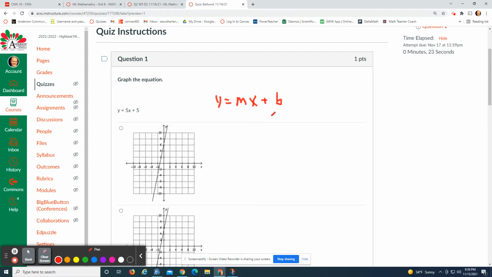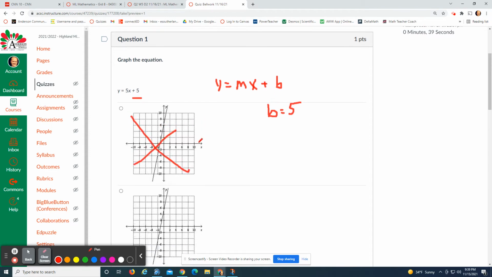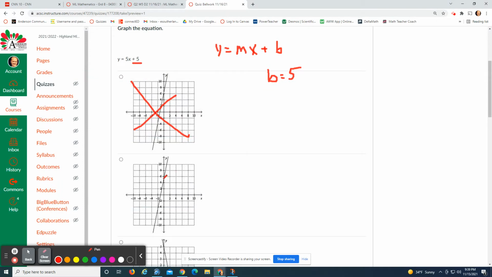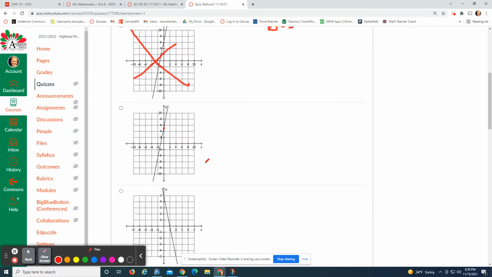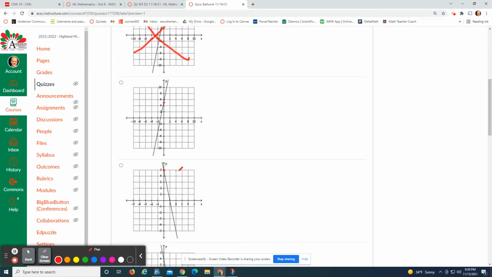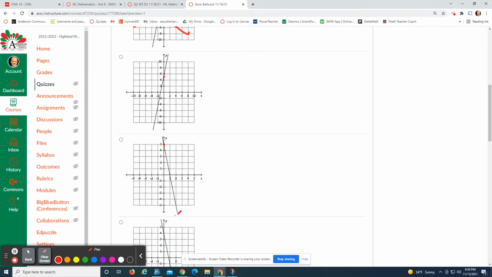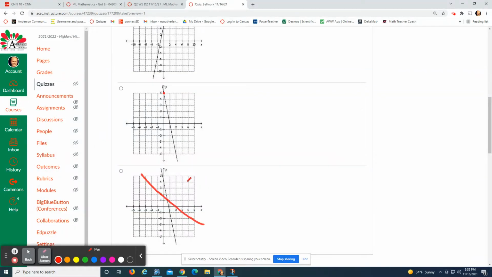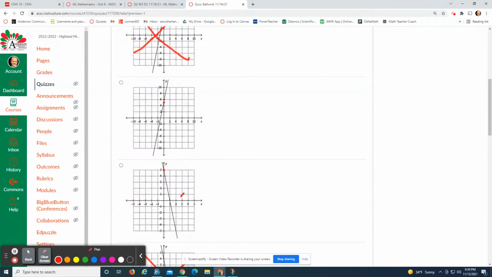Remember, b is always where we start at. So when we look for the b in the equation, we're looking for the number 5 here. And so b is 5. So the first thing I can do is look for any graph that crosses at 5. If we look, this one crosses at 6, so it can't be that one. This one crosses right in between 4 and 6, which means it could be 5. This one also crosses at 5, and this one crosses at 4, so it cannot be this one. So our choices are now left to these two here.